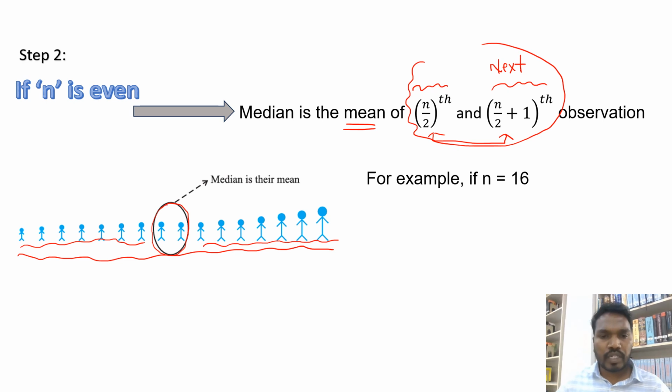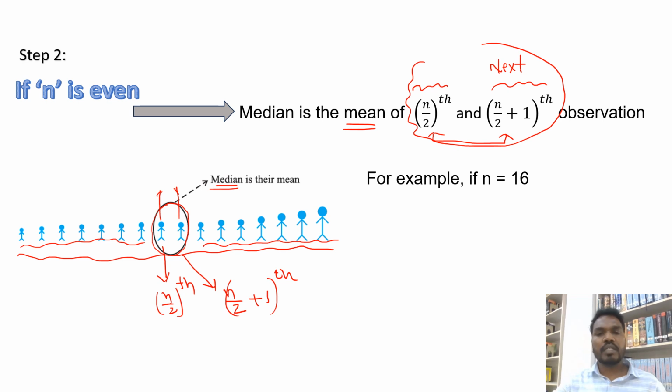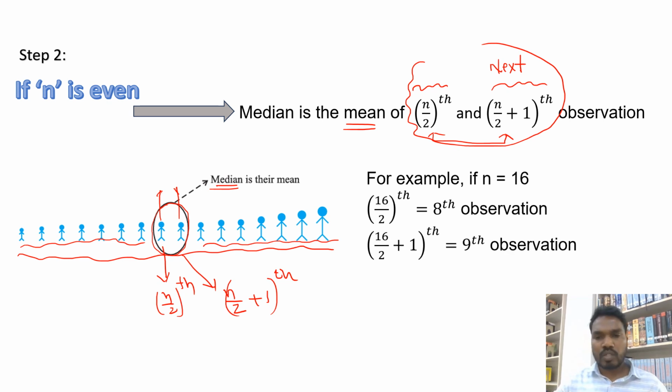So therefore, if I take these two numbers and take the mean or average, that will be the median, right? This is the n by 2th observation, and this number is the next one, n by 2 plus 1. This is the way we will find the median. Look here: n by 2, so 16 by 2, that is the 8th observation is this and the ninth observation is this. If you take the mean of these two observations, that will give you the median of the given data.